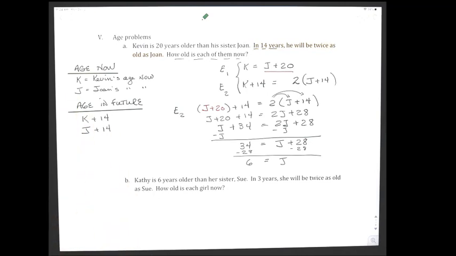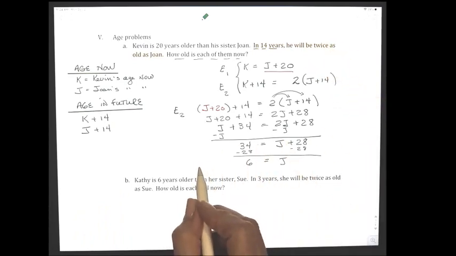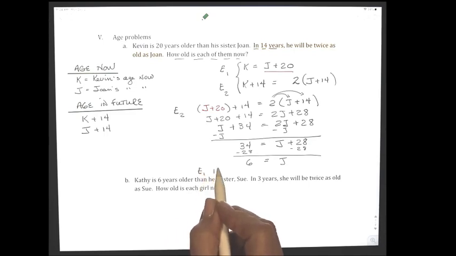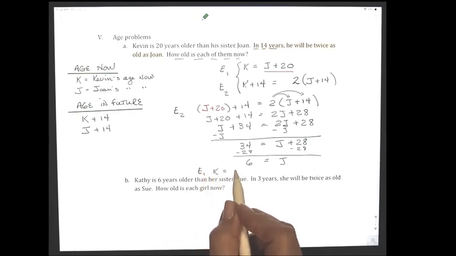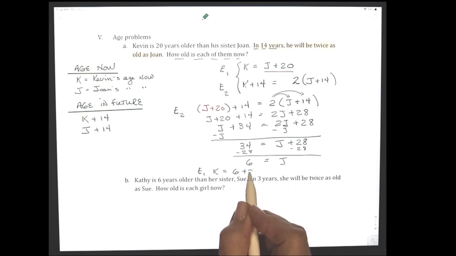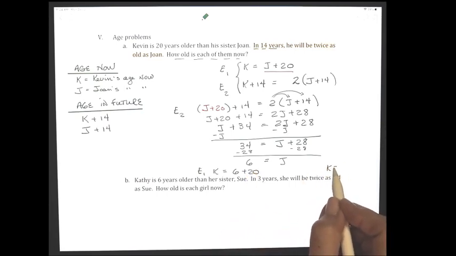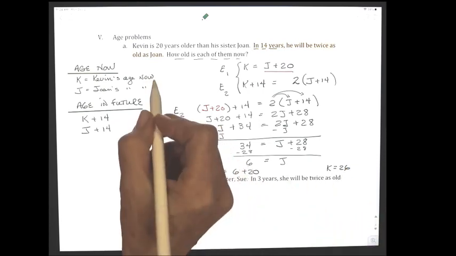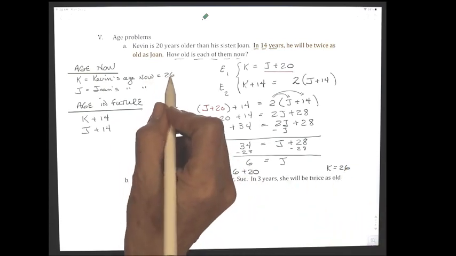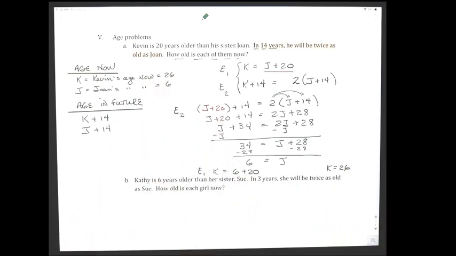So her current age is 6 years old, and we can find his age by going back to equation number 1. We know that Kevin is Joan's age plus 20. He's 20 years older, so Kevin is currently 26, and Joan is 6. There's a 20-year difference in their ages.